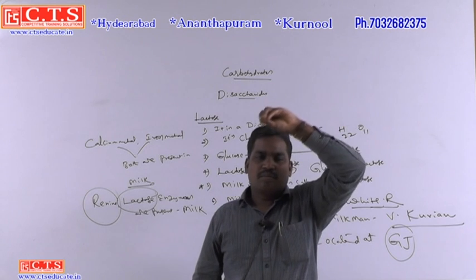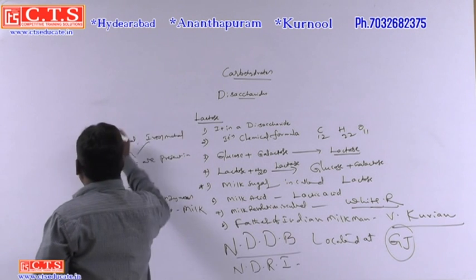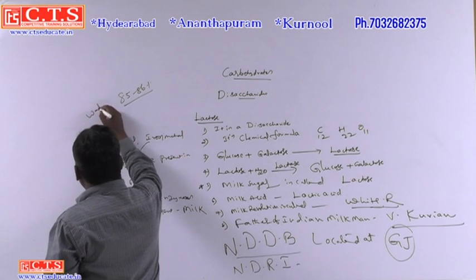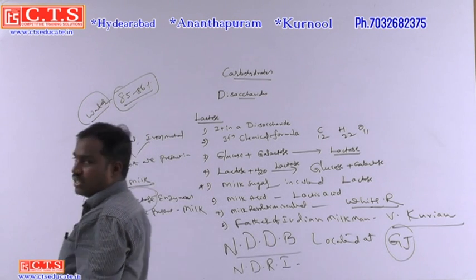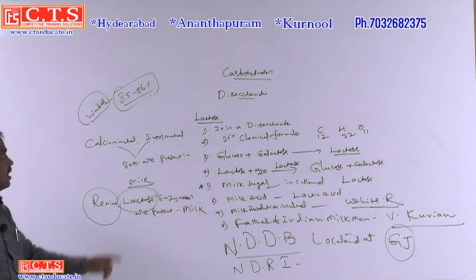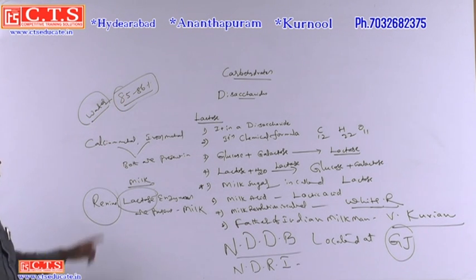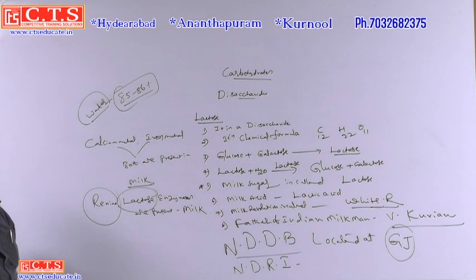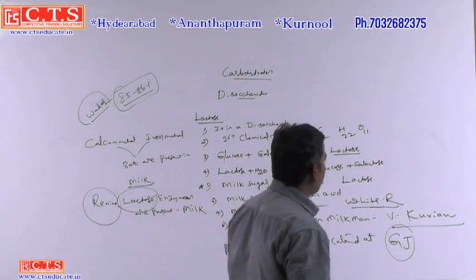Next one is casein protein is present in milk. Next one, water percentage in the presence of milk is 85 to 86%. Water percentage in the presence of milk is 85 to 86%.